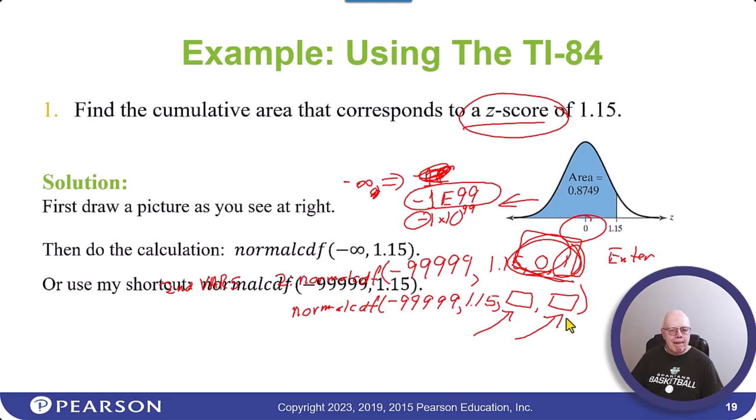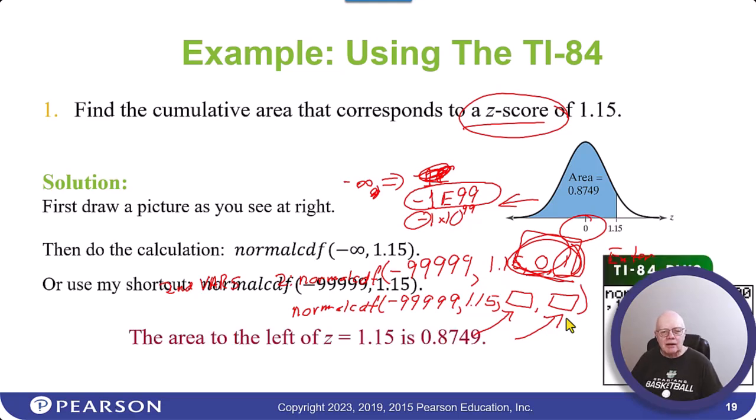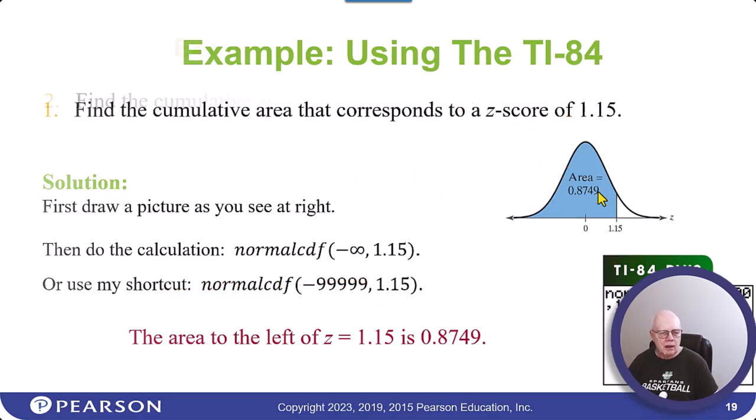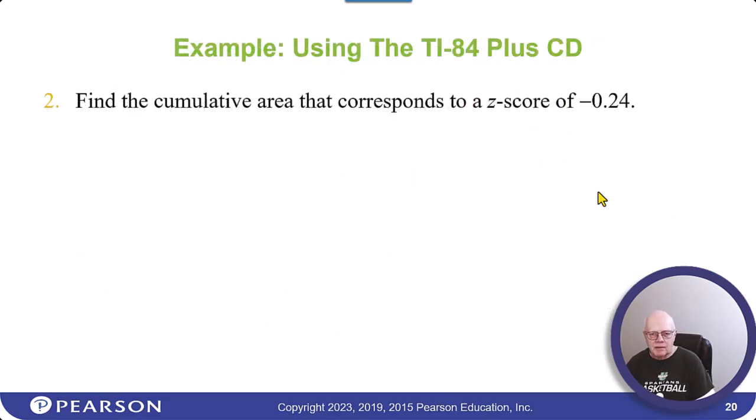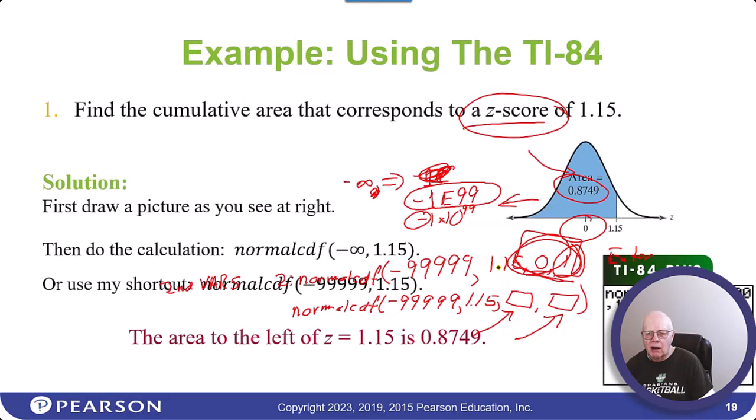Okay. And the area, we've already talked about that. If you look at the picture up here, the picture is so important. It's more than half, which means that 0.8749 for an area makes sense. By the way, you notice we have a picture here on the bottom of what your calculator screen is going to look like if you're using the TI-84 Plus.